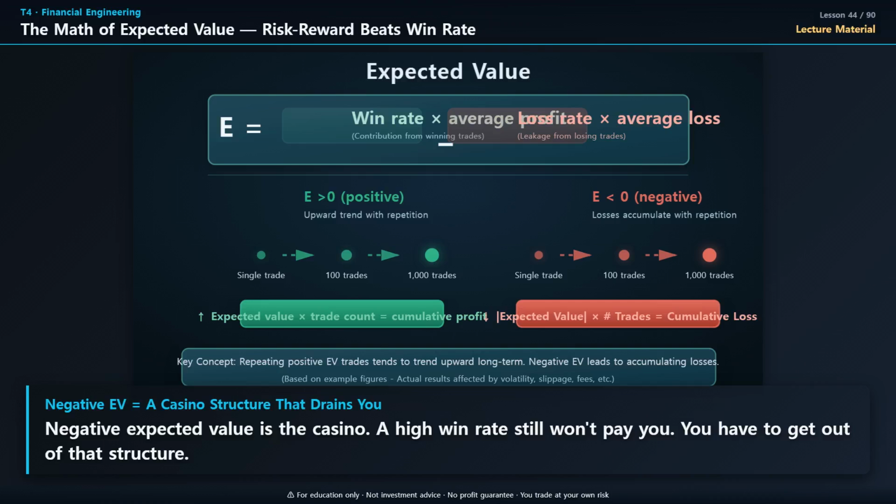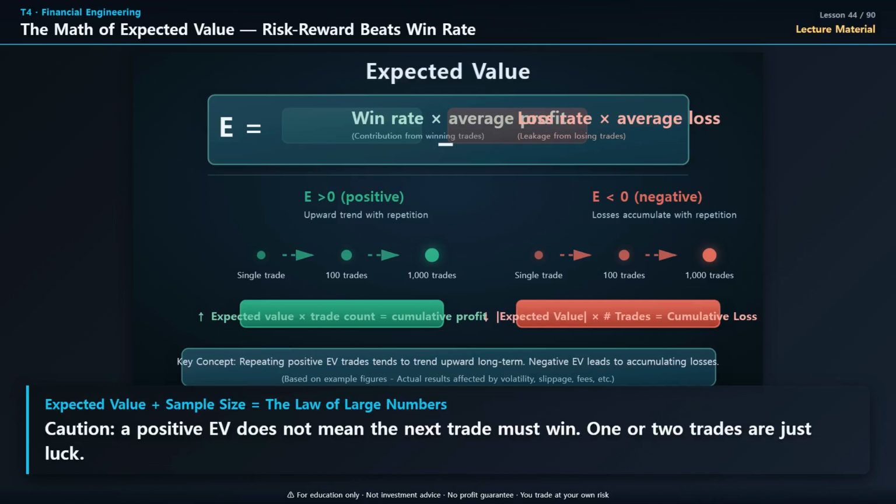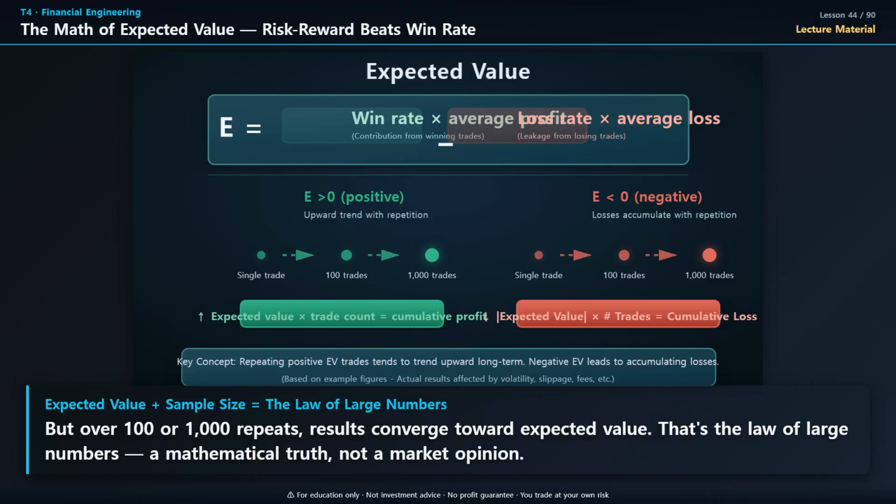Negative expected value is the casino. A high win rate still won't pay you. You have to get out of that structure. Caution: a positive EV does not mean the next trade must win. One or two trades are just luck. But over 100 or 1,000 repeats, results converge toward expected value. That's the law of large numbers, a mathematical truth, not a market opinion.